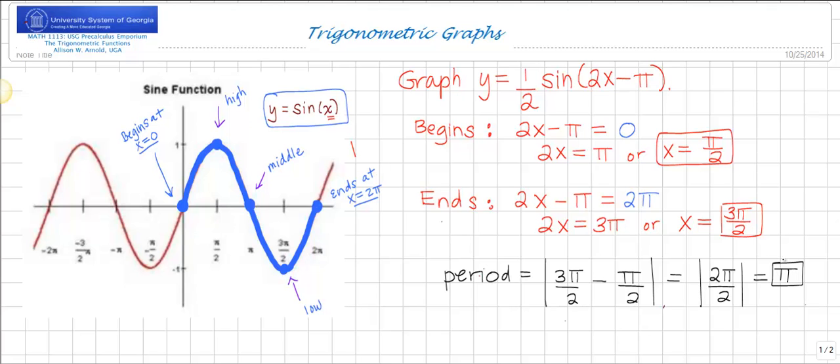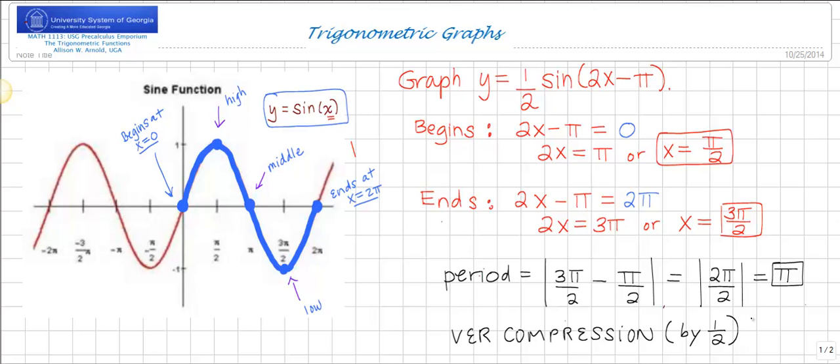Okay, and then lastly, what I will do is have a vertical compression by multiplying all the y values by the 1/2 coefficient. Okay? Alright, so let's see if we can get the graph mapped out, and then we can talk about period, amplitude, phase shift, and all that good stuff.